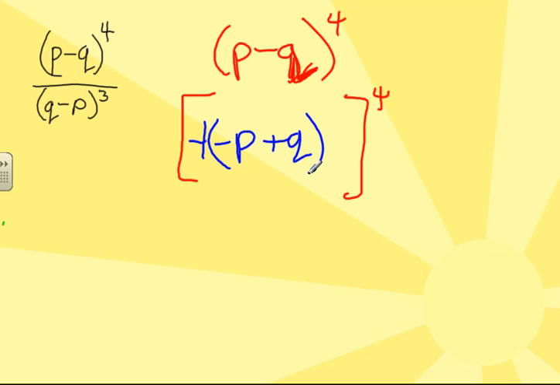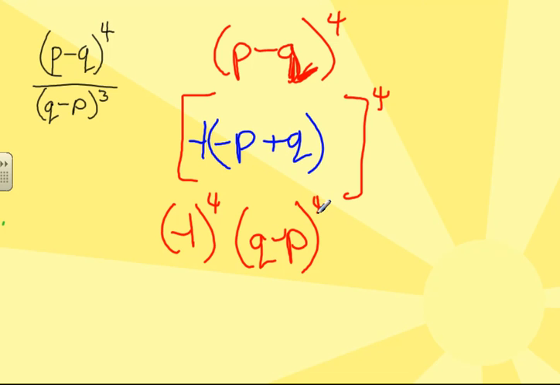So writing this down again, I have to remember that this 4 is now going to apply to the negative 1 and to the P and Q. So I can write that out again as negative 1 to the power of 4. I'm going to reverse the P and Q: Q minus P to the power of 4. Now, negative 1 to an even power will always just be 1, because you've got 4 negatives that multiply out together, and all I'm left with is 1.